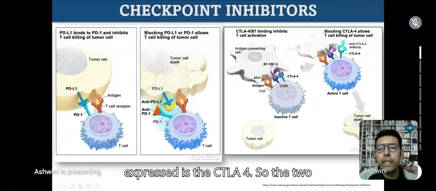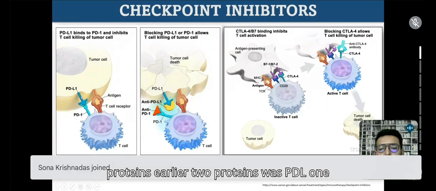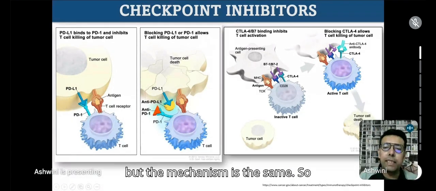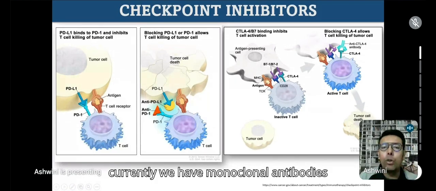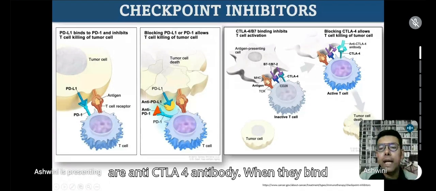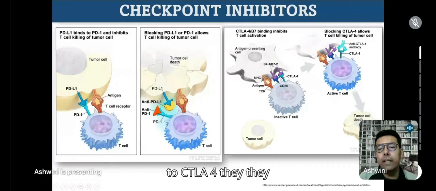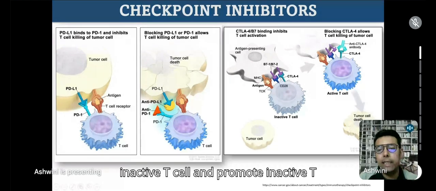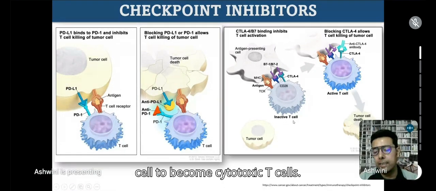Another protein which is expressed is CTLA4. So the earlier two proteins were PDL1 and PD1. The third protein is CTLA4, but the mechanism is the same. Currently we have monoclonal antibodies against CTLA4, which are anti-CTLA4 antibodies. When they bind to CTLA4, they enhance the cytotoxic activity of the inactive T cell and promote the inactive T cell to become cytotoxic T cells.